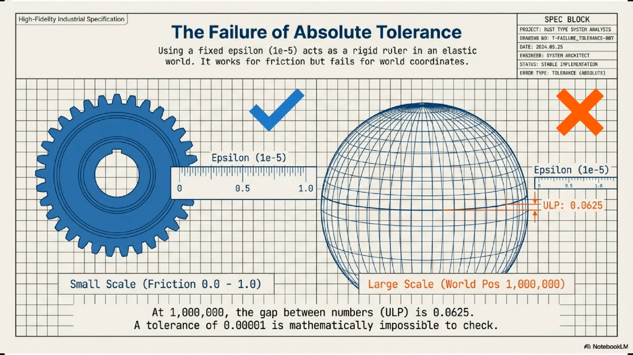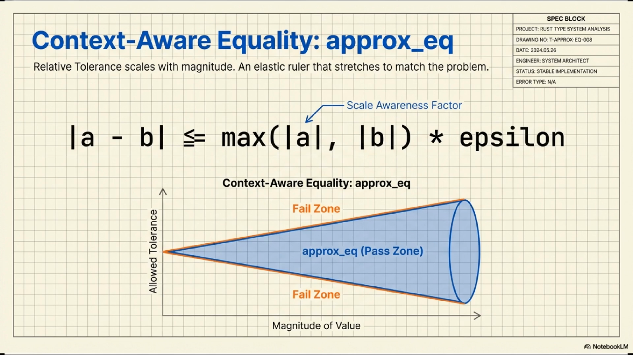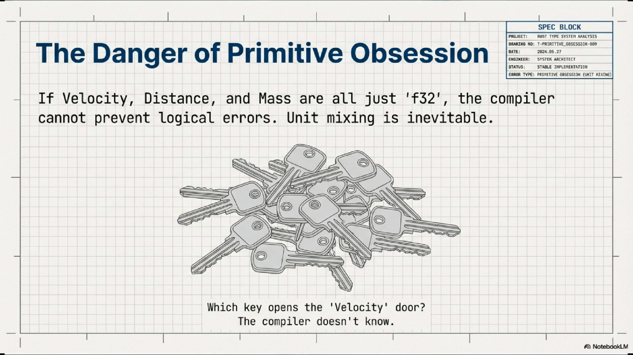As you can see here, that tiny tolerance might be fine for small numbers like friction coefficients. But when you're dealing with massive world coordinates, the actual gap between two consecutive numbers can be bigger than your tolerance. The check becomes meaningless. So the elegant solution is something called context-aware equality. It's like using an elastic ruler that stretches to fit the problem. It uses a relative tolerance that scales up or down with the size of the numbers you're comparing. This creates a pass zone that's always proportional, making sure your equality checks are meaningful whether you're working with tiny numbers or gigantic ones.